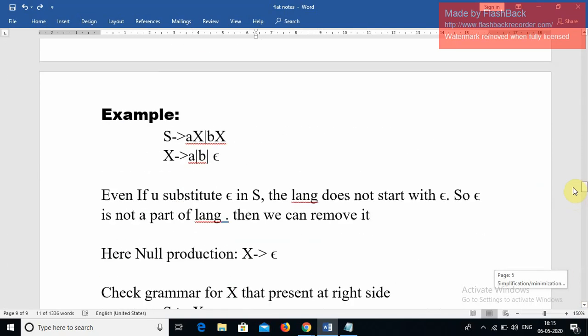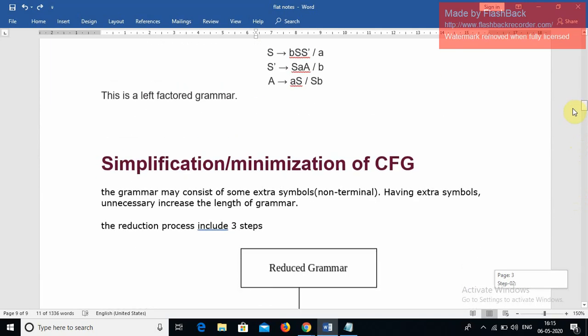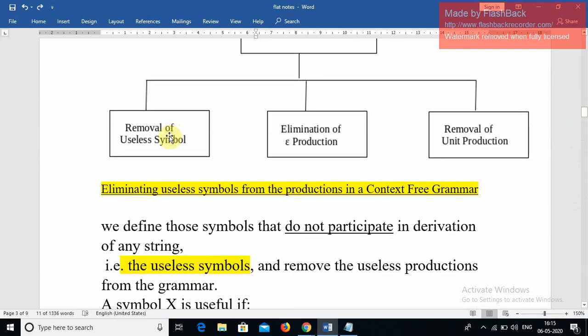So what we did is simply three things. First, removal of useless symbols. Useless symbols means non-reachable and non-generating symbols. Second, epsilon productions or null productions. Wherever you have null productions you can remove them, but there is a condition: if epsilon is not a part of the language, then only you can remove it. The last one is unit productions. If in the production rule both sides have only one non-terminal, that is called a unit production. We have to remove them. So this is about minimization of CFG. Thank you.